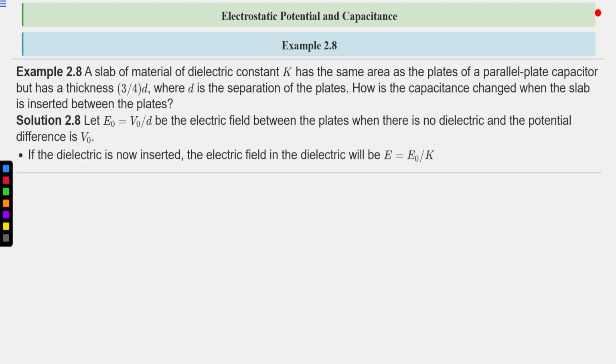If the dielectric is now inserted, the electric field in the dielectric will be E naught by K. This is the important line. The electric field in the dielectric will be E naught by K, not in the place where the dielectric is not present. Only inside the dielectric it is E naught by K. So this is the twisting point, where we take a turn from the derivation.